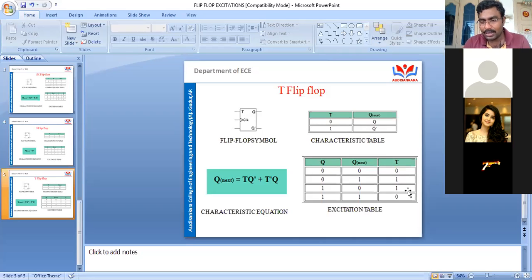Guys, do you understand this logic, how I have designed this excitation table? In T flip-flop, there are only two combinations. One is no change state, another one is toggle state. No change state means your present state and next state are the same. Look here, in these two conditions, present state and next state are both 0. In this condition also, present state and next state are both 1. In these conditions, there are no change conditions. So for no change condition, input T should be 0. So I'm writing T equal to 0 and T equal to 0 here.